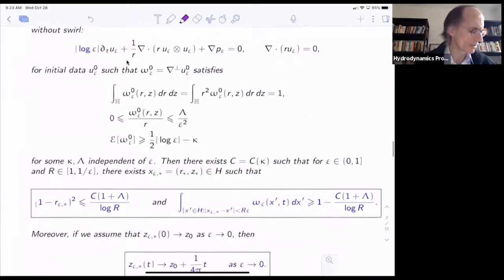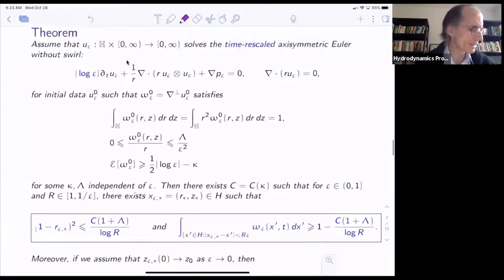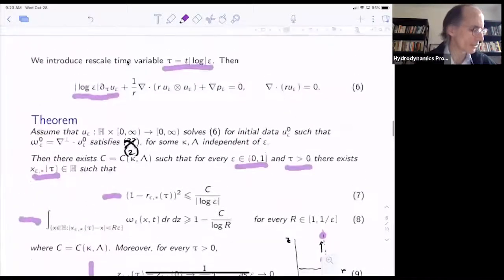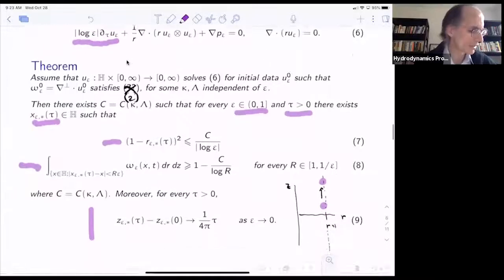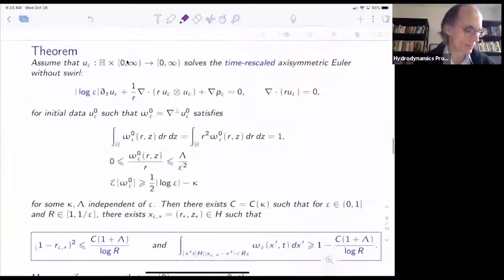For some reason, I have the theorem twice. I think the first statement is the better one. Let me make a remark.